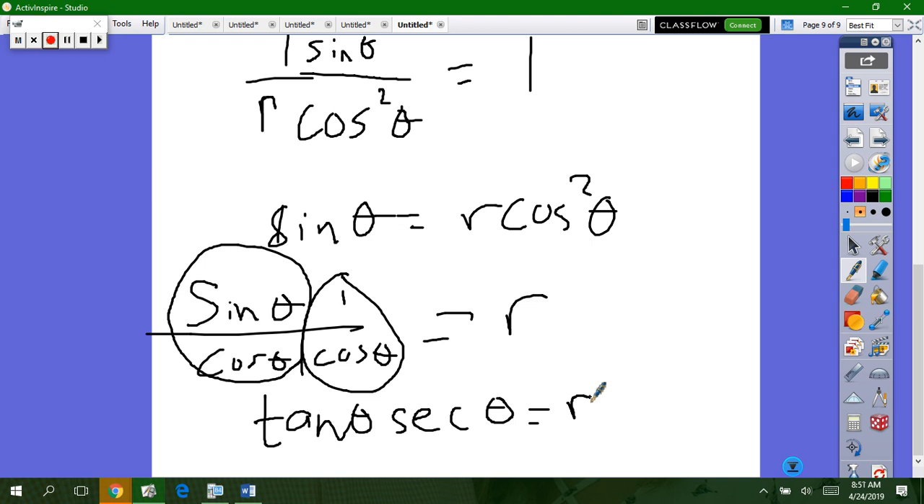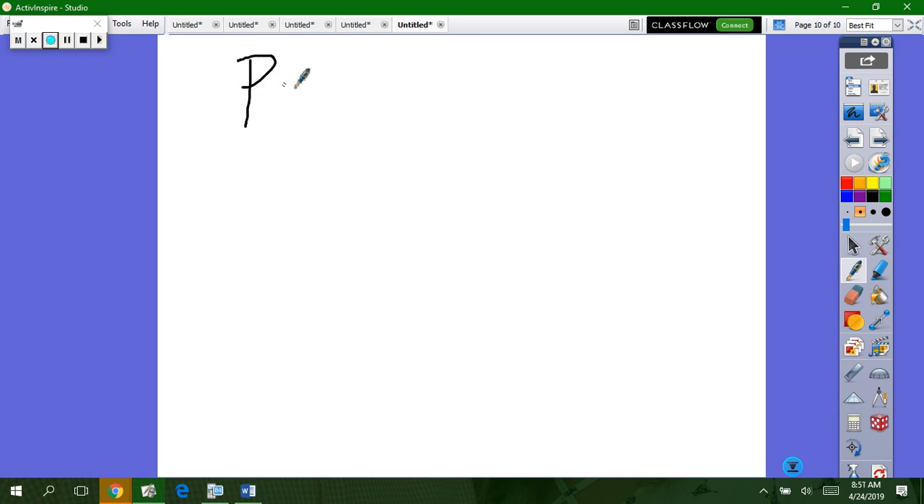Okay, so there it would be. R equals tangent of theta, secant of theta. Okay. Now we're going to go from a polar equation into a rectangular. So let's say R equals secant of theta.